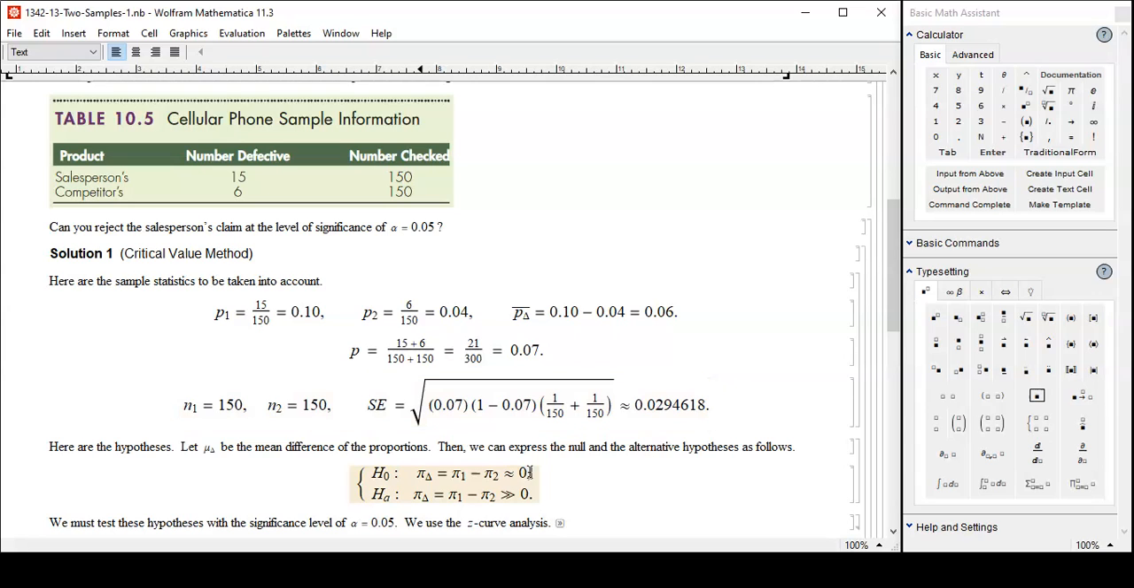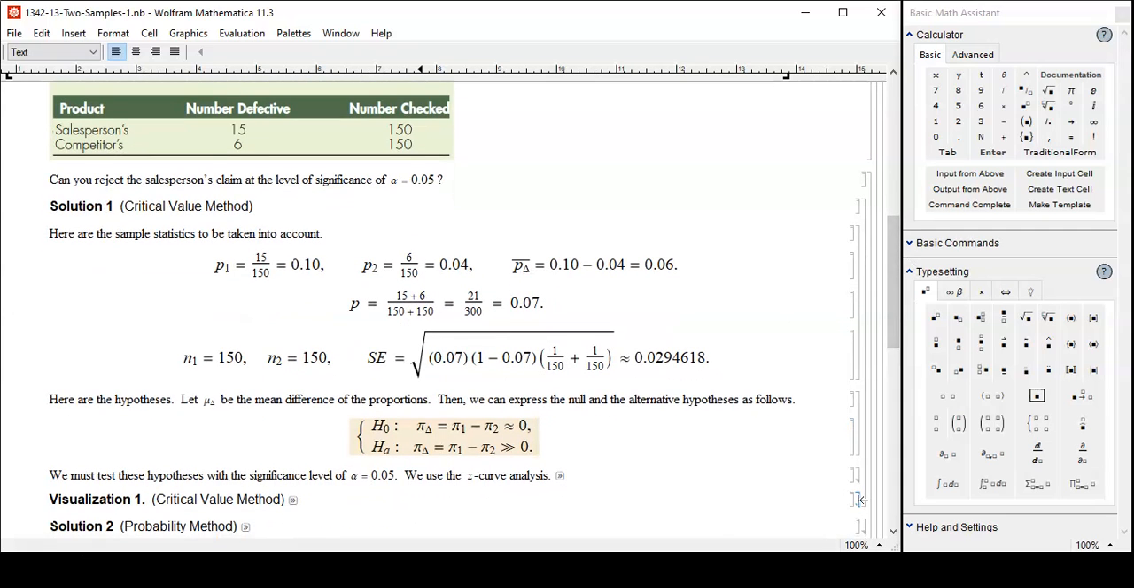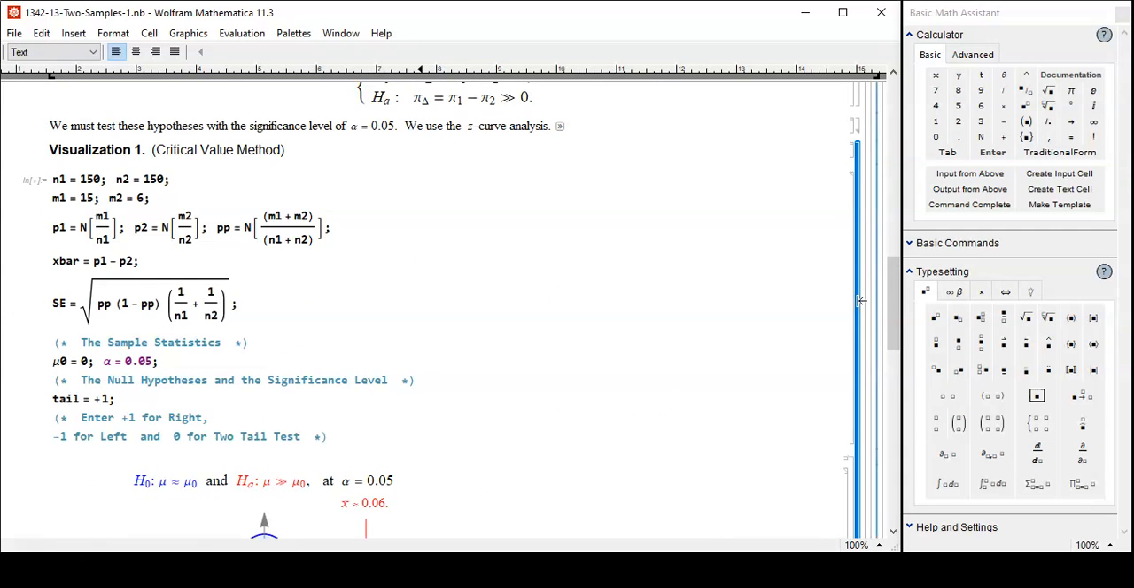And also, here's the setup. Null hypothesis is always no difference. So, okay, no difference there, or the difference is about the same as 0. Alternative hypothesis, the salesperson's company has higher defective rate. Okay, all right. Now, let's go ahead and solve it, but let me show you a picture first.